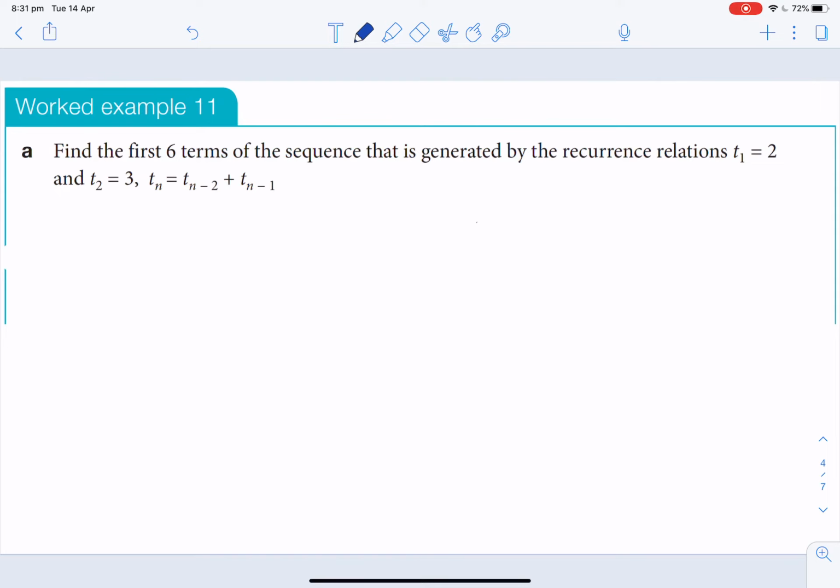Find the first 6 terms of the sequence that is generated by the recurrence relations T1 equals 2 and T2 equals 3. Now, in your textbook, it is on page 284, if you're following along with that. All right, T1 is 2. T2 is equal to 3. Remembering, I'm going to colour code everything here. 3, 4, 5, and 6.